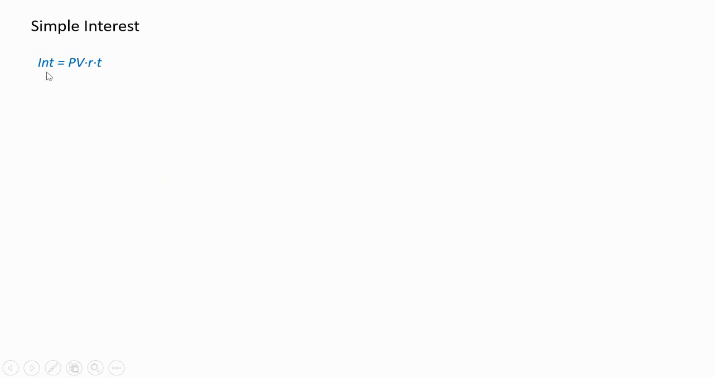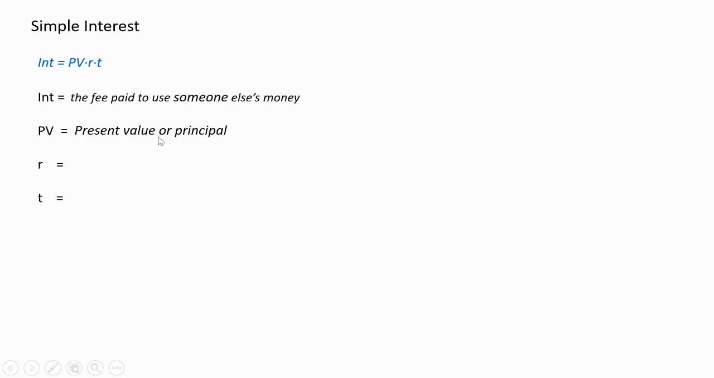This is a formula for simple interest. I believe the book has an I only, but I just put INT to make it more noticeable. But the INT is equal to PV times R times T. The INT stands for interest, or the fee paid to use someone else's money. The PV stands for principal or present value. The R stands for interest rate, and the T stands for time in years.